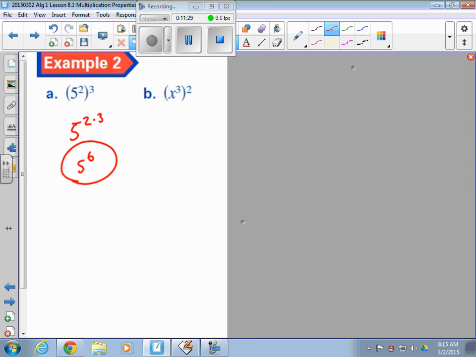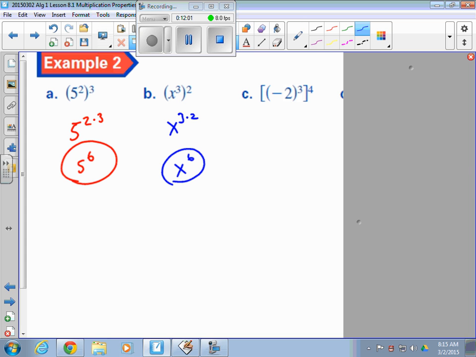X to the 3rd to the 2nd power, or x cubed squared. Take about 10 seconds on that one. Again, notice with this one, variables seem a little bit easier than 5 squared to the 3rd. You're going to do them the same way, though. It'll be x to the 3 times 2. We're not adding them this time because you're raising a power to a power. So you're going to get x to the 6th power.